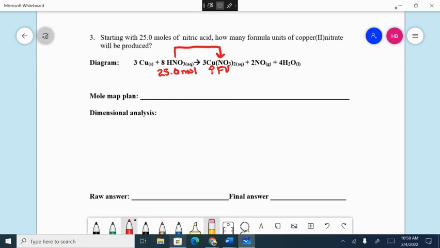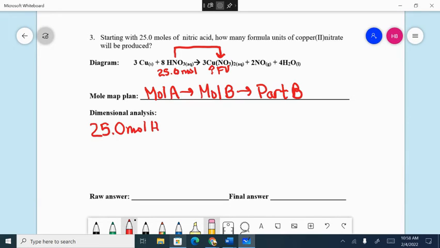So I'm starting on the moles on the A side. Then I'll change to moles of B, and then I'll change to particles of B. Does everybody see where I got that mole path from? You should be looking at your mole map if you're not following along. So 2 conversion factors, 2 arrows, 2-step problem. My given. My first step would be to change moles of nitric acid.